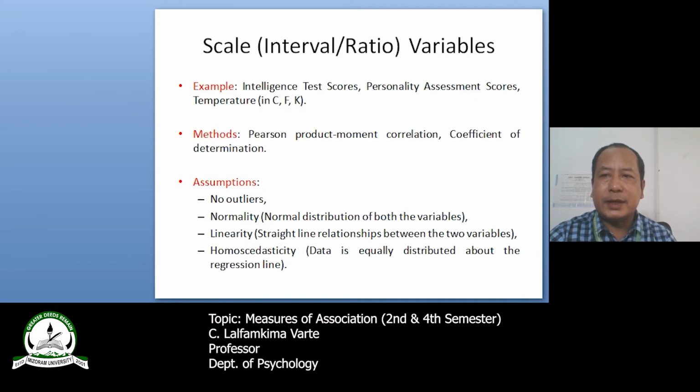At the next level, we have the scale level of measurement. So measurements at the nominal and ordinal level, their relationships are usually referred to as association. The level of measurement at the scale level comprises both interval and or ratio level measurements. Examples of such variables can be intelligence test scores, personality assessment scores, and temperature, say for example in centigrade, Fahrenheit, and Kelvin.